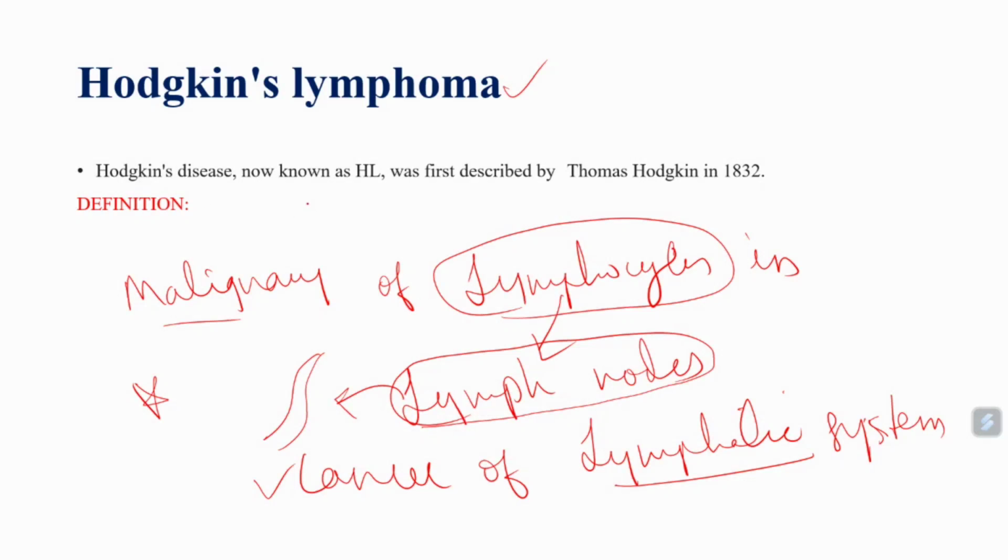Okay, so Hodgkin's lymphoma is also called HL. It was first described by Thomas Hodgkin in 1832. Because of this doctor's name, it is named Hodgkin's lymphoma. Okay, I think you understood the definition. It is just the cancer of the lymphatic system.